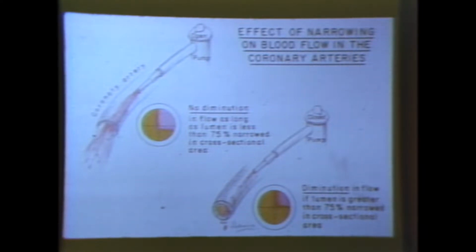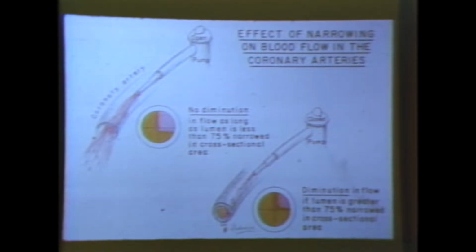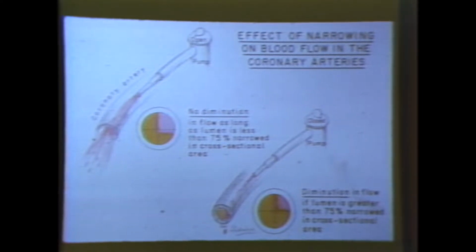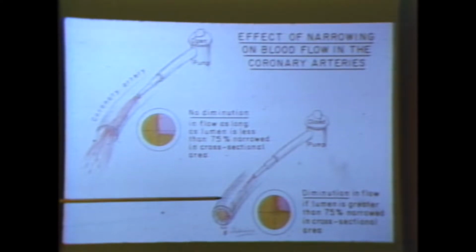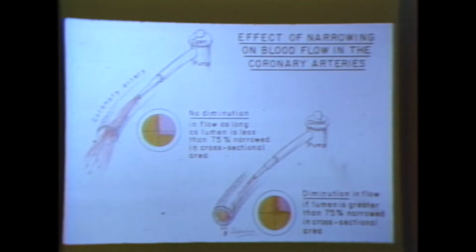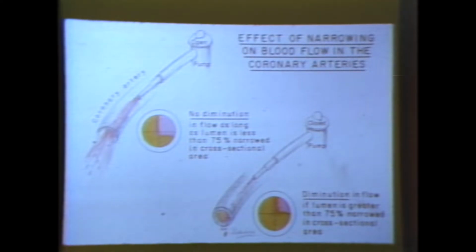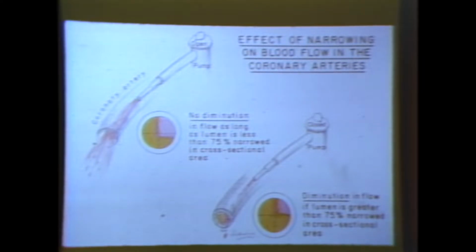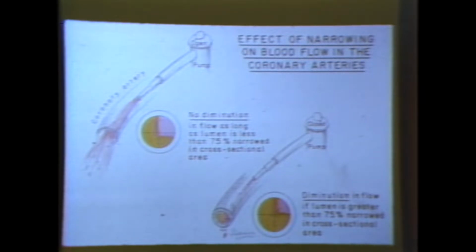Before getting into what they actually look like, I show this slide to point out that it takes a good deal of narrowing or luminal obstruction in order to diminish flow through a tube, through a pipe, through a coronary artery. Here, for example, is a diagram showing that it's necessary to obliterate 3 of the 4 quadrants of a coronary artery or pipe in order to diminish flow through it. If one has a circle and divides it into 4 quadrants, a little over 3 of those quadrants have to be obliterated in order to diminish flow.